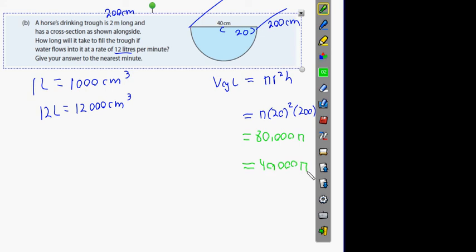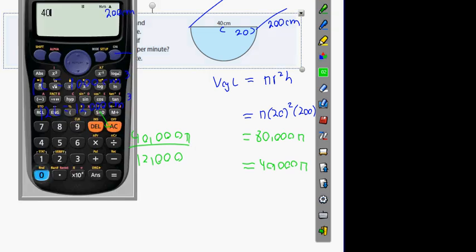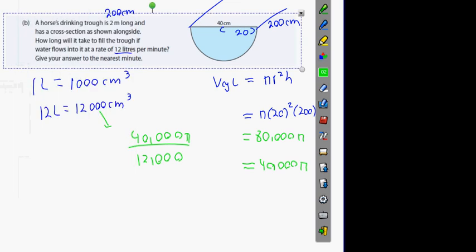Now this 40,000 pi, what happens is it gets filled up at 12,000 centimeters cubed per minute. So if we divide 40,000 pi by 12,000, we can find out how many minutes it takes. So 40,000 pi divided by 12,000. And what we get is 10.47 minutes, which rounds down to 10 minutes.